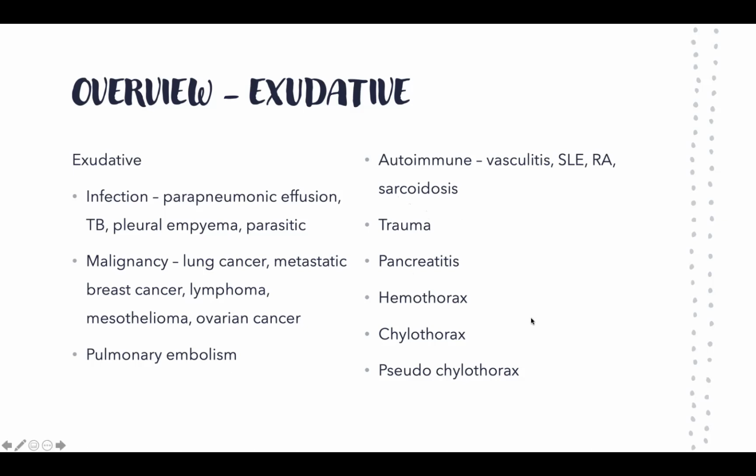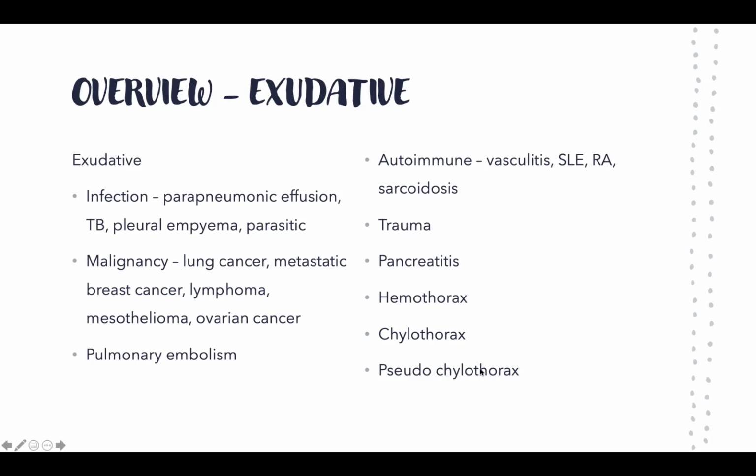So hemothorax, that's blood in our pleural space. And there is also chylothorax and pseudochylothorax, which we might talk about in a later session. So chylothorax is when we have high triglycerides and high chylomicrons. Chylomicrons are lipids that are taken up from our gut through our lymphatic system. And when we have obstruction to this lymphatic system, maybe through a mass obstructing it, or surgery or trauma, it can lead to an accumulation of these chylomicrons and triglycerides in our chest cavity.